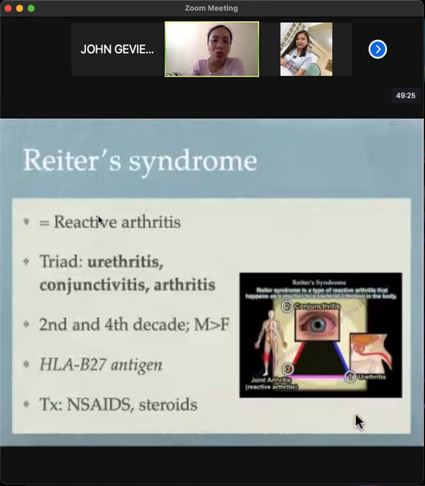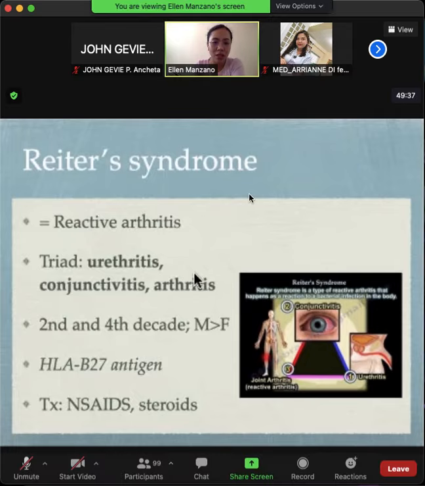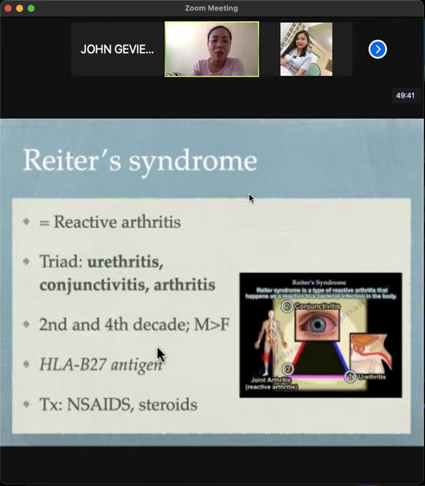Reiter syndrome, also known as reactive arthritis, affects young men with a triad. Remember this, you've encountered this: uveitis, urethritis, conjunctivitis, and arthritis. It is associated with the HLA-B27 antigen.